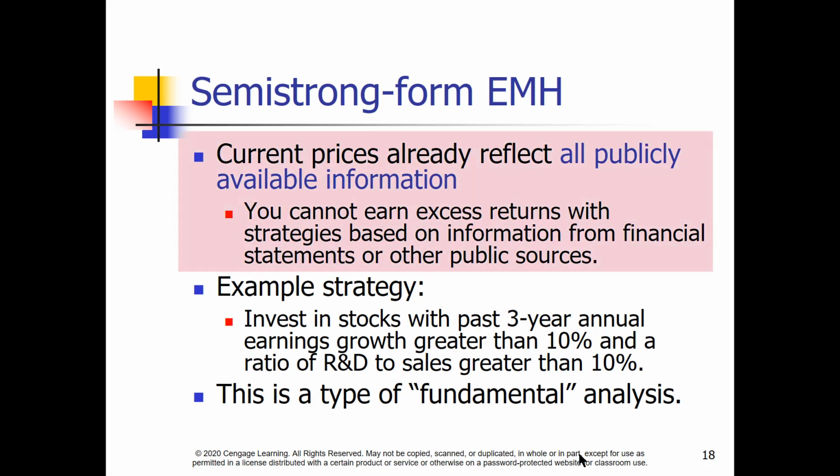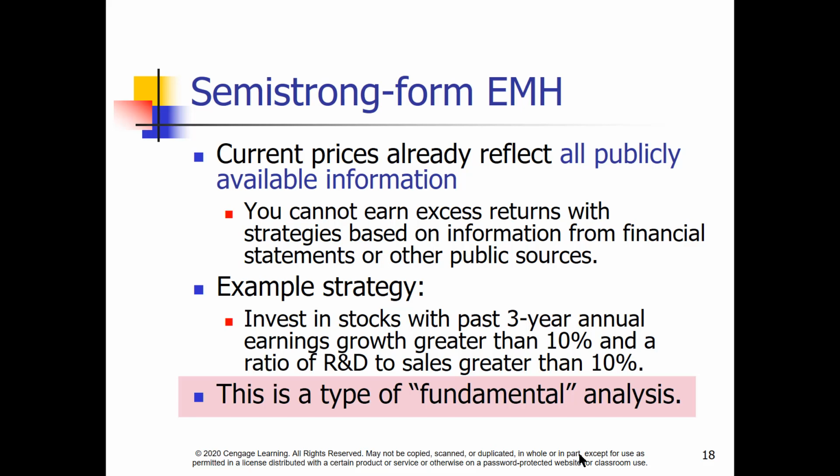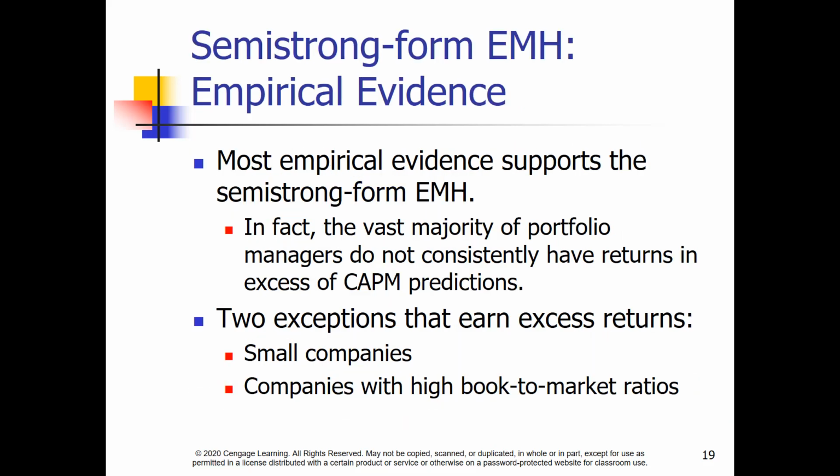Semi-strong form efficiency states that prices reflect all publicly available information. The information considered in semi-strong form efficiency is fundamental analysis, studying earnings reports, for example. Again, most empirical evidence supports semi-strong form efficiency, again with two exceptions: small companies and companies with high book-to-market ratios. The key point here is that if markets are semi-strong form efficient, then what's the role for active portfolio management?